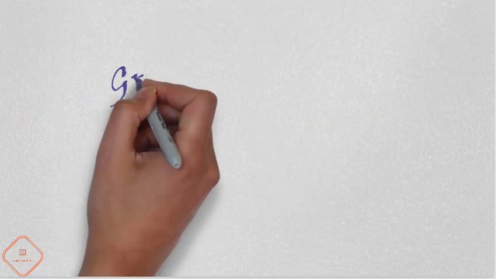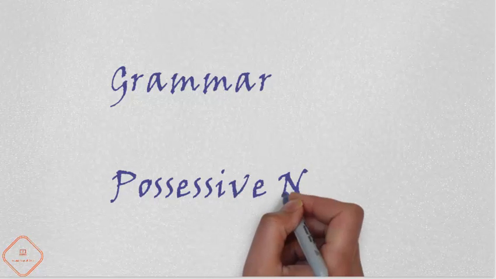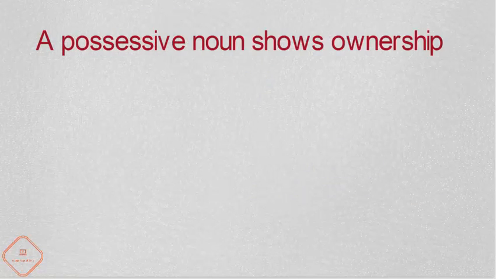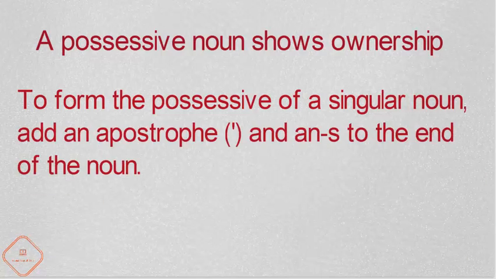Today we're going to be doing grammar and we're going to be looking at possessive nouns. What does possessive nouns mean? A possessive noun shows ownership. So you have two nouns together, one owns the other, and it shows who owns that. Now, how do we form the possessive noun?